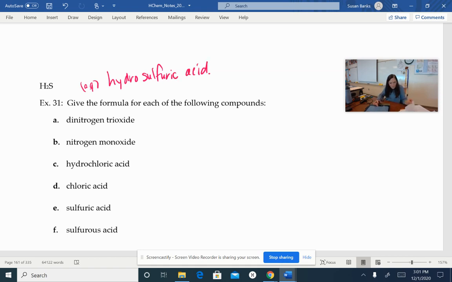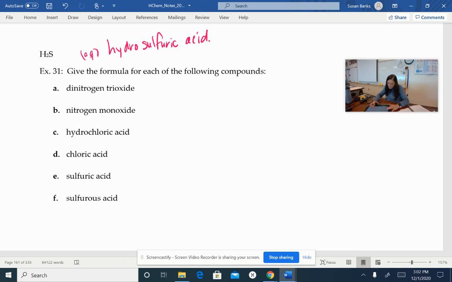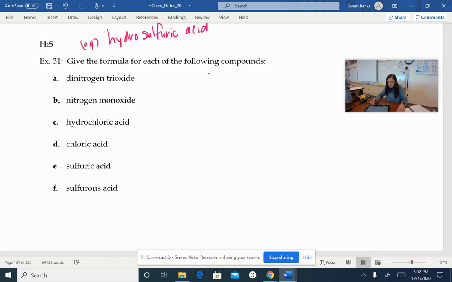All right. So I want you guys to take a minute, name these things, and then we'll check in just a minute. Okay, give the formula from these names. Okay, you ready to check? Dinitrogen. Di means 2, so 2 nitrogens. Tri means 3, and oxide means oxygens. Okay, how'd you do on that? I don't have a Greek number here, so that means I only have 1. And mono is 1, so 1 oxygen, right?